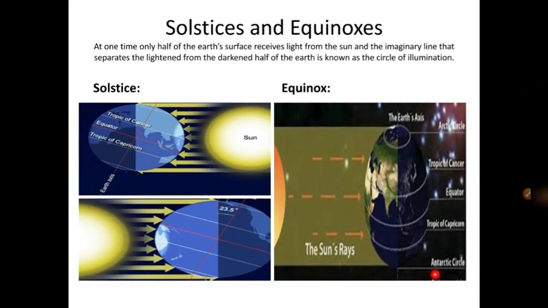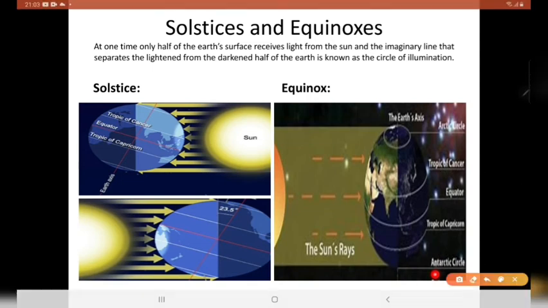Now, solstice and equinoxes. At one time, only half of the earth's surface receives light from the sun, and the imaginary line that separates the lightened from the darkened half of the earth is known as the circle of illumination. So, what are solstice and equinox? So, let us take each one of them one by one.